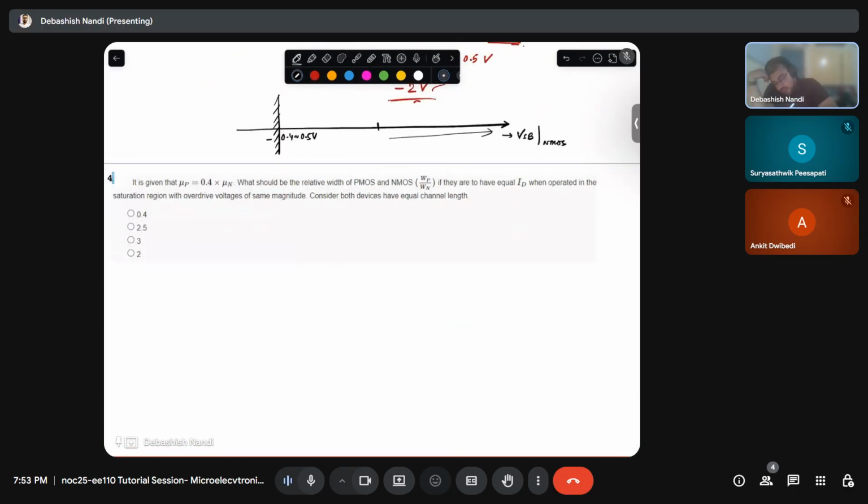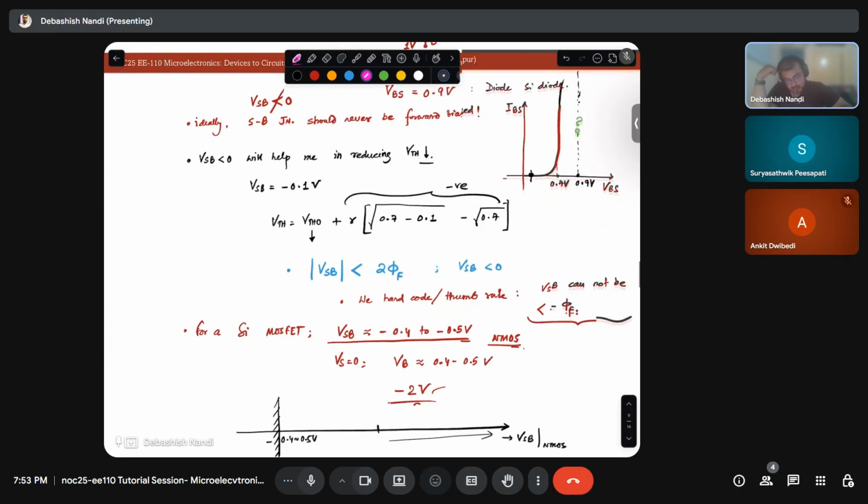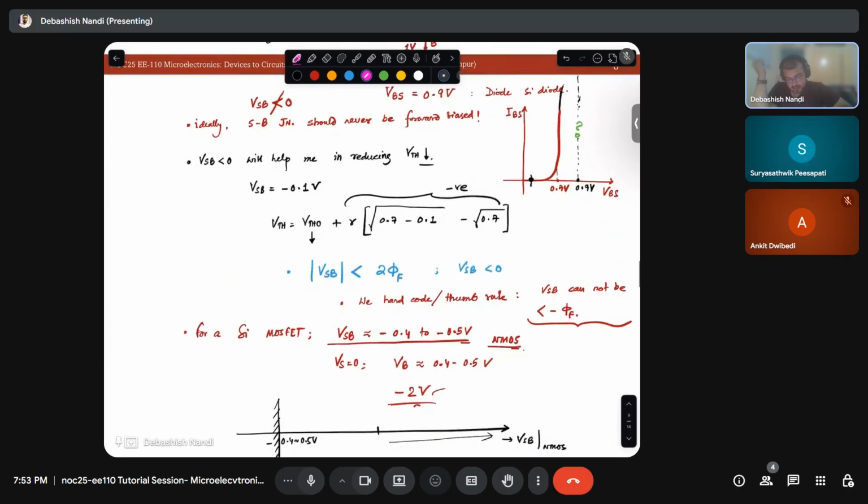So what about this one? Given that everything is in saturation, I'll use the saturation formula, ID for PMOS. Yeah, can you scroll down, sir? Can you scroll down? Yeah. Thank you, sir.